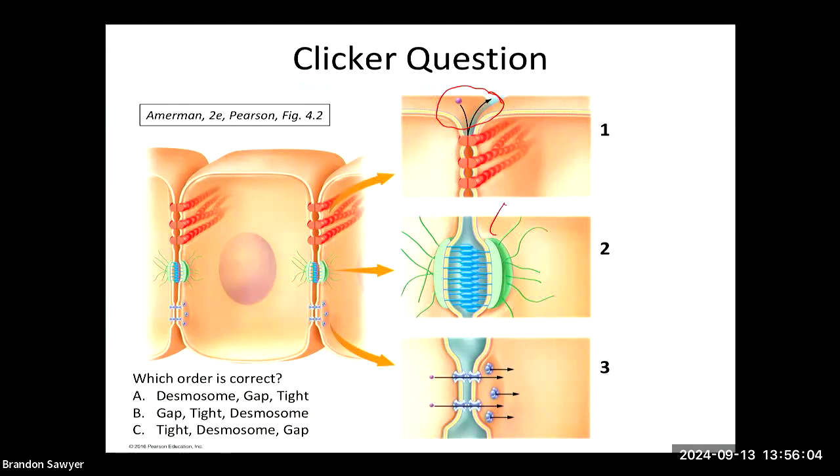And then this one here looks more like a rivet because it has the big flat side on both sides, right? Inside of one cell, inside the next cell. And then it has these kind of things connecting those 2 big flat parts. And so that's a desmosome. And then we can see the signal passing from one cell to the next here. So that would be the gap junction. So that would be C. Okay. All right. Questions on that?